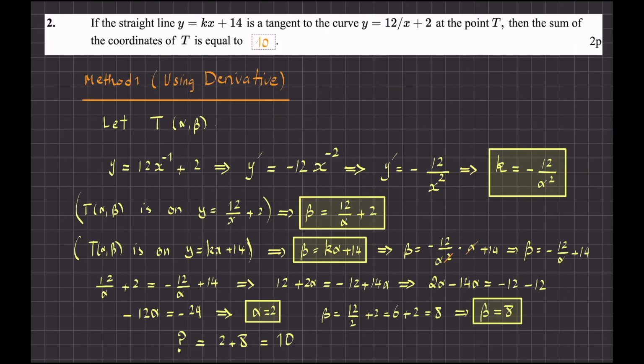Of course, if they also ask you about the k value, you can put alpha here. It becomes minus 12 over 4, which is minus 3. So the slope is also minus 3, but the problem hasn't demanded that from us, so we don't need to do that. Okay, so this is the solution of the problem using the notion of derivative. But now let us solve the problem without the notion of derivative.